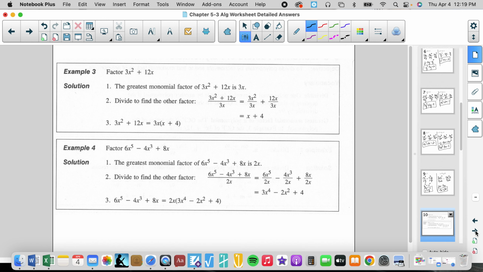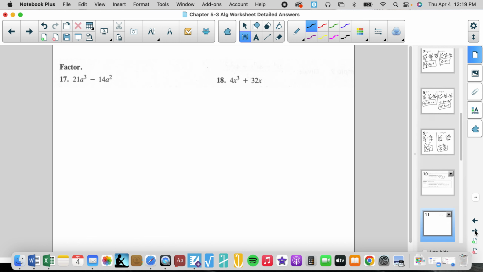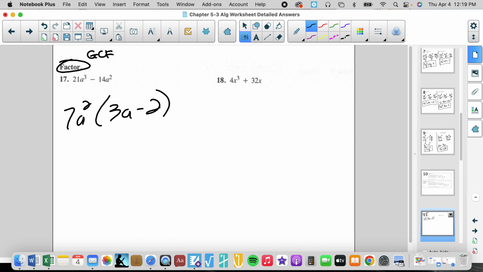Greatest monomial factor of 3x. Yeah, okay. Oh, so now we're factoring. Yeah, so now we're looking for their common factors. This is our first go at factoring, so we have to find a greatest. When we factor, we look for a GCF, and we're going to take it out of it. So that's going to be 7a squared times the quantity, 3a minus 2 would be the GCF.